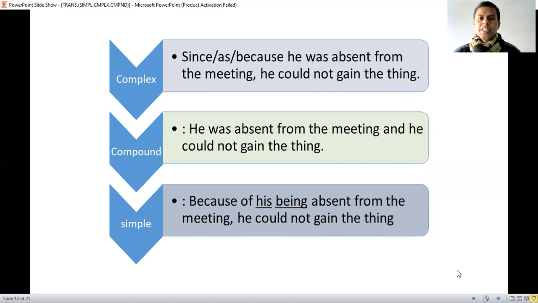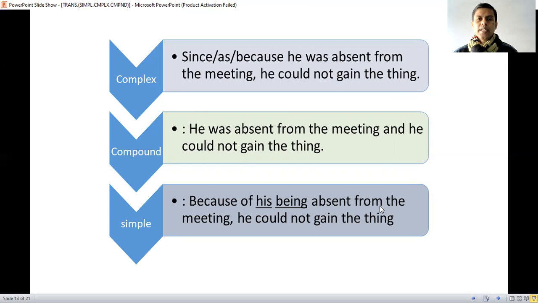He was absent from the meeting. He could not gain the thing. Since he was absent from the meeting, or as he was absent from the meeting, he could not gain the thing. It is given in a complex sentence. So, what will be in compound? For since, as or because, there will be and as a clause maker in a compound sentence.